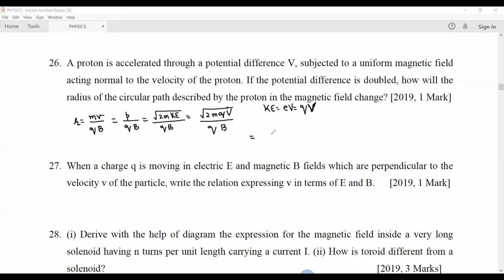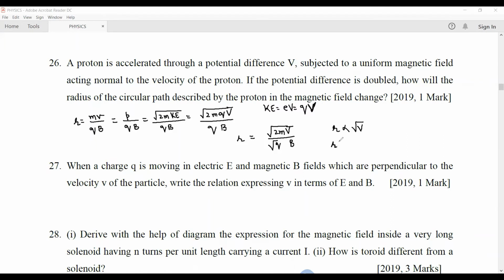So this can be written as under root 2mV upon under root q into B. Now, given in the question that the potential difference is doubled. So the radius is directly proportional to under root V.